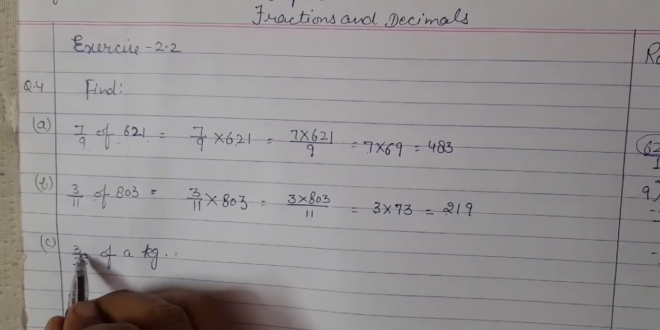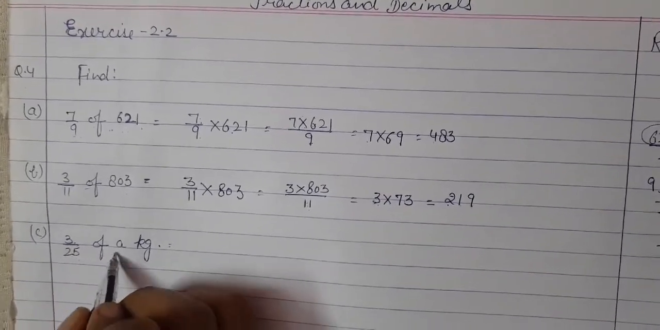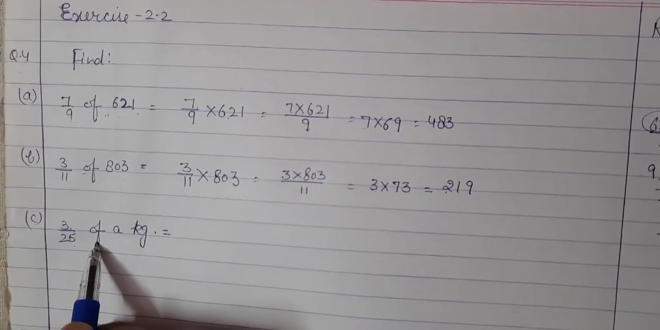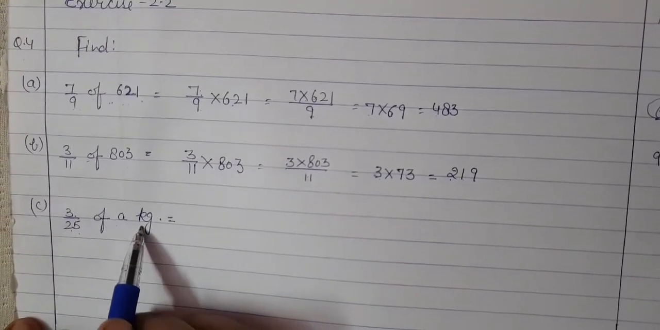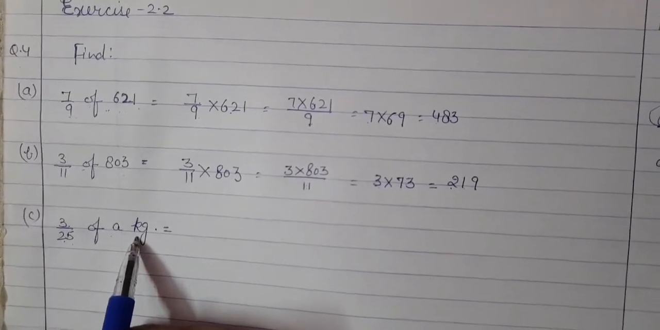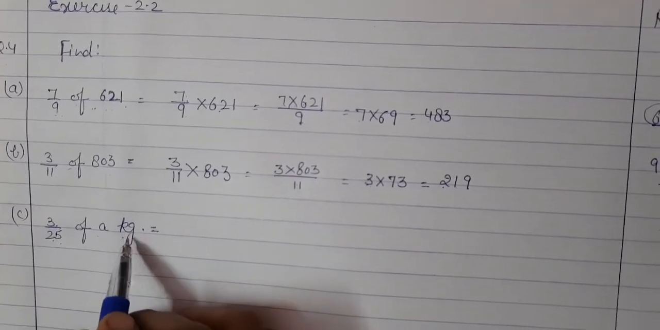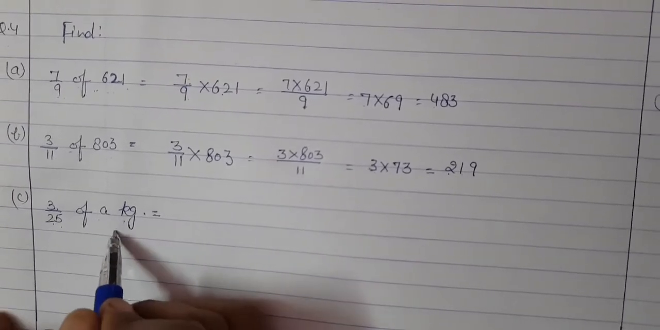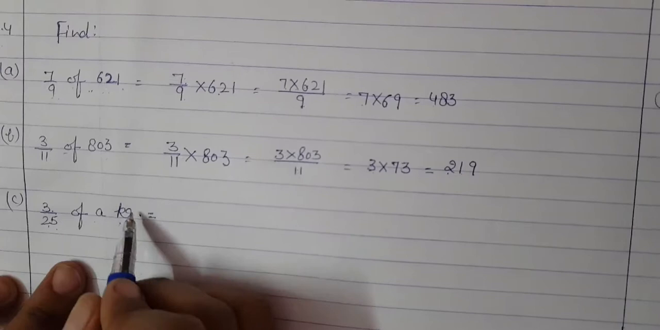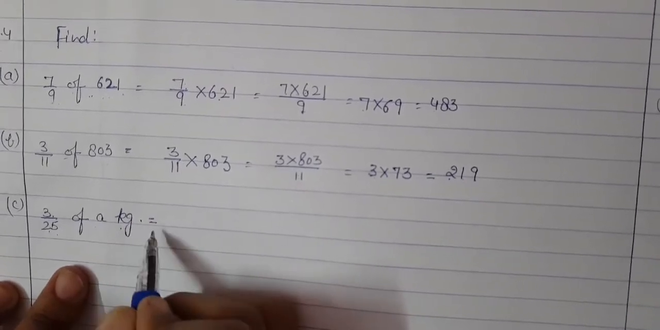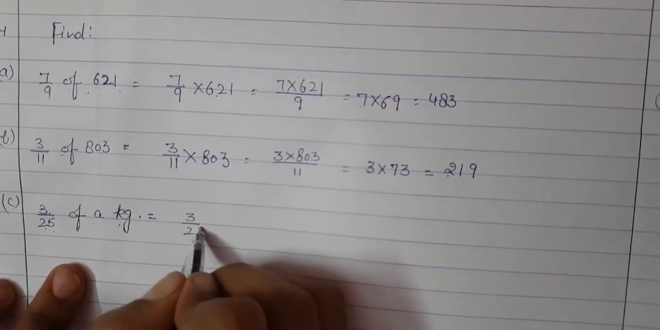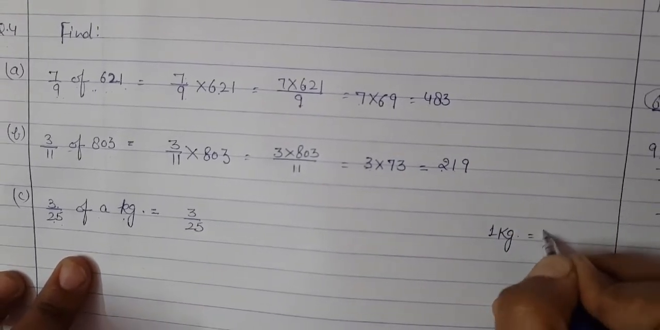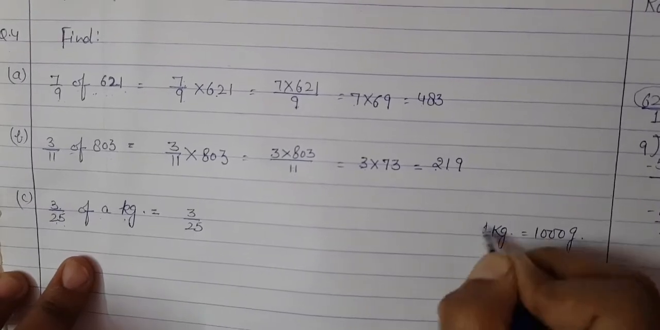Okay. Now the C part is 3 upon 25 of a kilogram. Students, you can see here the operation "of" is written between a fraction and a unit of measuring weight. You know, kilogram is the unit to measure the weight of anything. So first of all, I will convert this kilogram into grams. So we know that 1 kilogram is equal to 1000 grams.